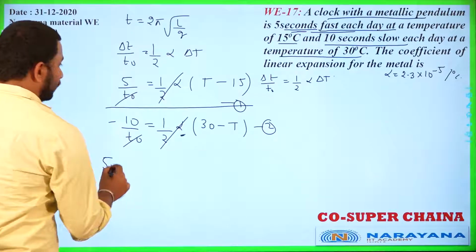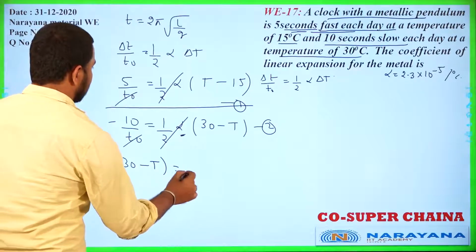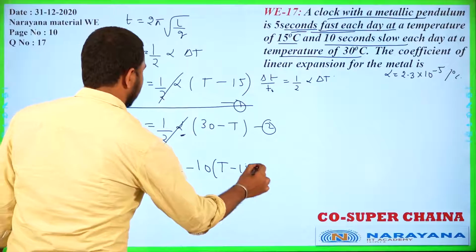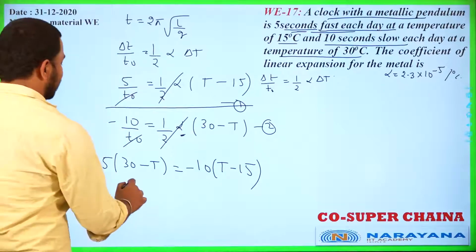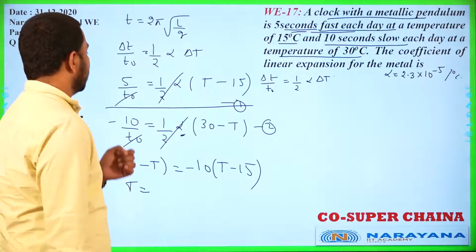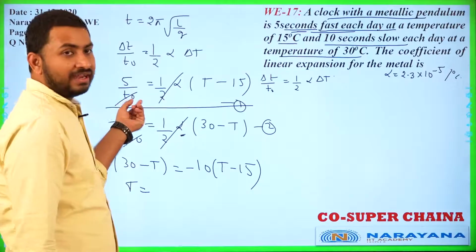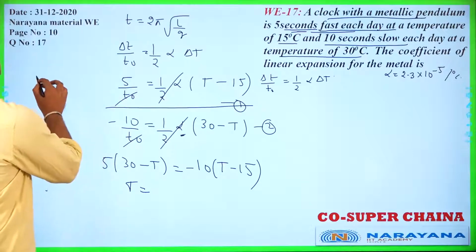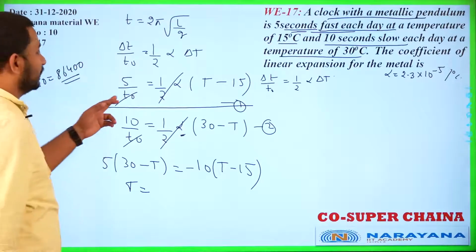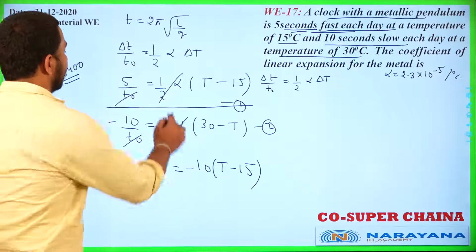So 5 into 30 minus T is equals to minus 10 into T minus 15. Right? From there we can get the value of T. Once you get the value of T, substitute here in this equation and get the value of alpha. The time T naught, you can take the value as 86400, since it is 24 hours. So the T which you get here, substitute here in this equation, you have to get the value of alpha.